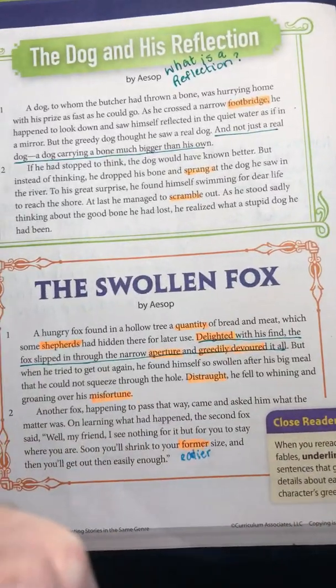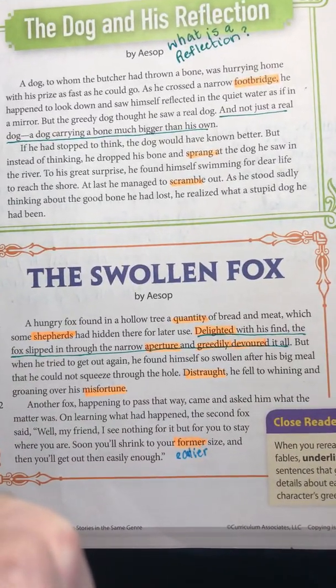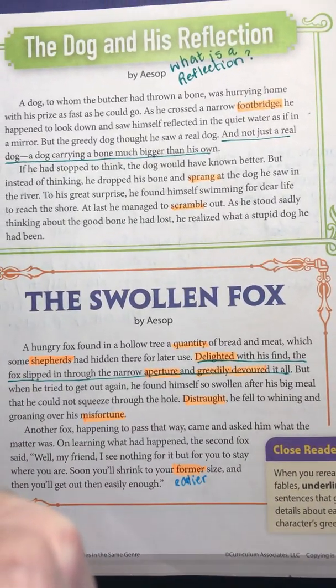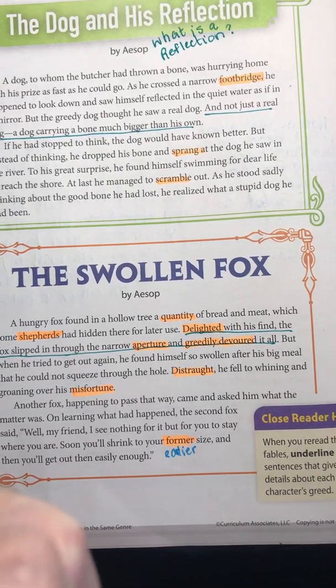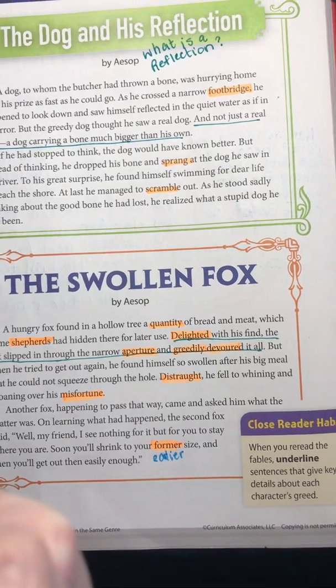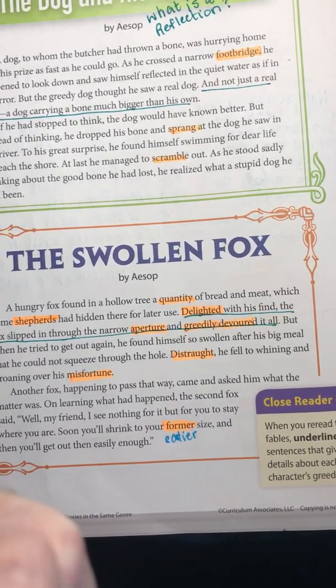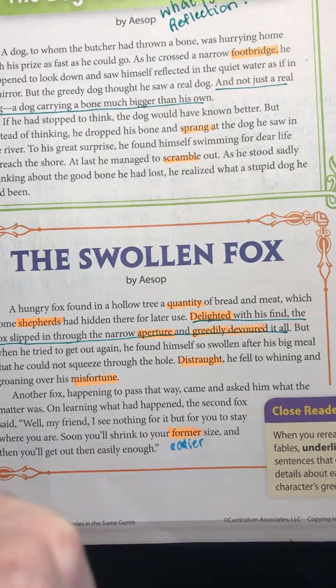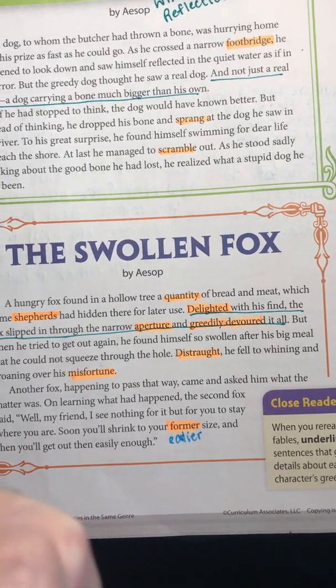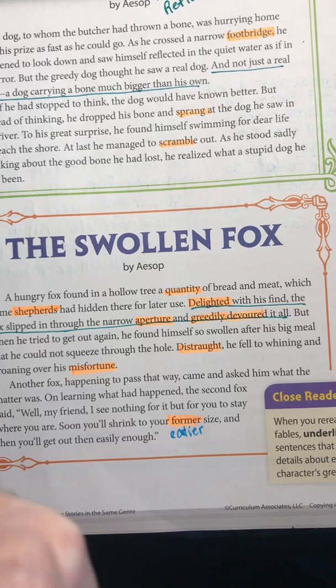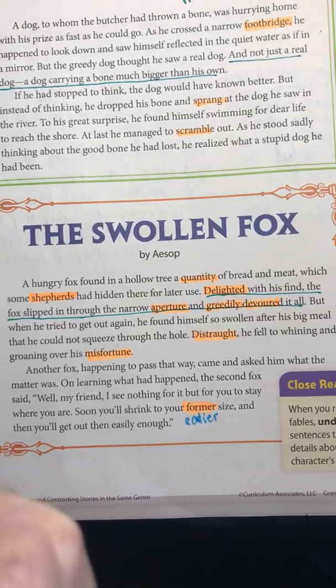Let me ask you, why does the dog drop his bone? That's right, he sees a reflection of what he thinks is a bigger bone. Second question, what happens to the dog at the end of the story? That's right, he loses the bone he had and almost loses his life too.